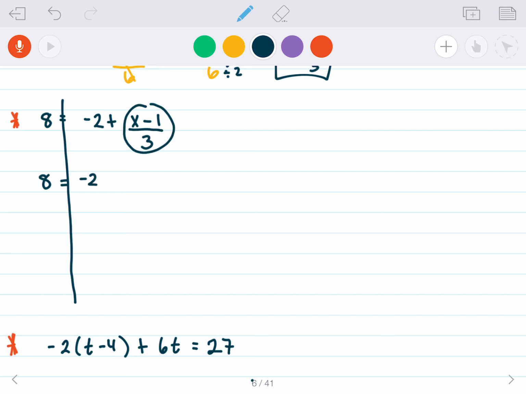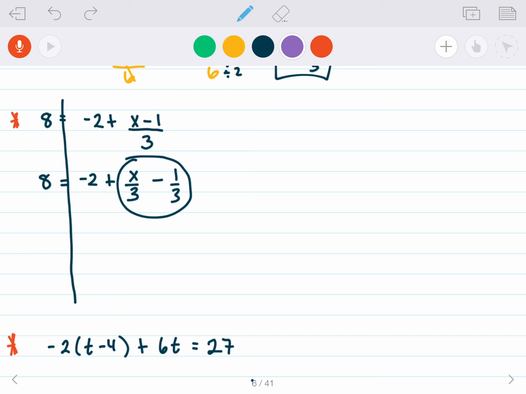Now this fraction I can split up, right? Because I'm under the same denominator 3, I can split this up to x over 3 minus 1 over 3. Do you see why this is the same as this, right? Because I have the same denominator here, combine the numerator and we get the same thing that's circled in purple.